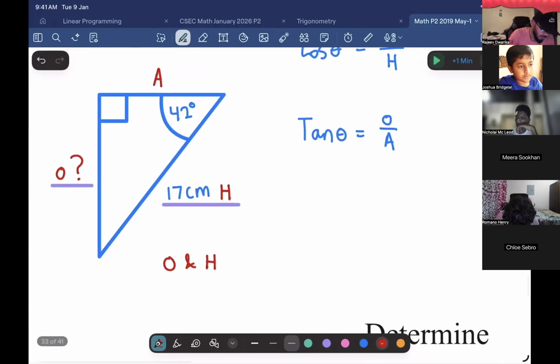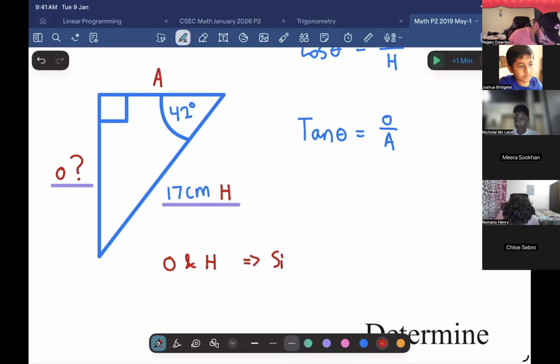Which trig ratio has O and H in it? Sine, not tan. Somebody said tan? Yes, sir, my bad. I said tan because of the O. Yes, it would be sine.